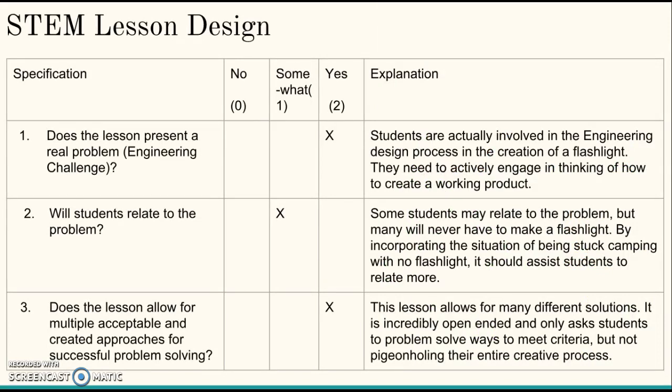For my STEM lesson design, as you can see, I had to break it up into several different pages. I'm not going to read everything, but I wanted to point out a couple of them. The only area that did not receive a 2 on my checklist was, will students relate to the problem? I said that some students may relate to the problem, but many will have never had to have made a flashlight. By incorporating the situation where they're being stuck camping with no flashlight, it would assist students in relating more with the topic as a whole.